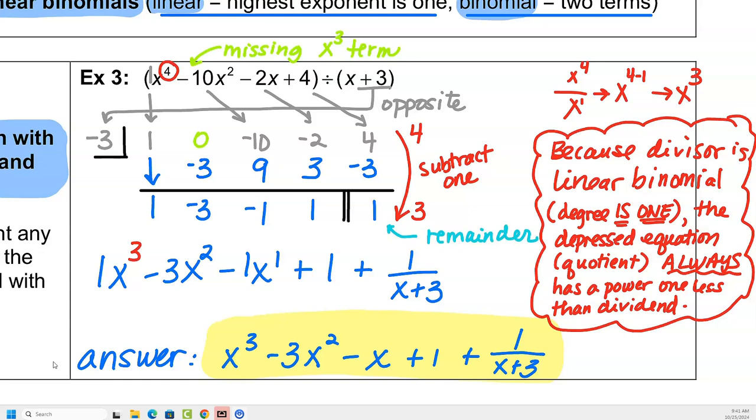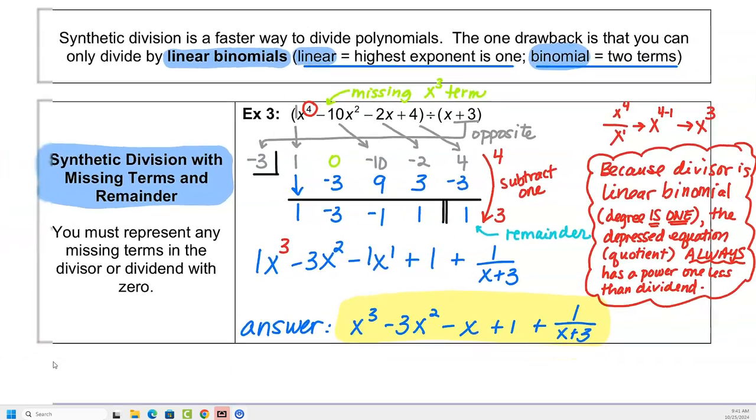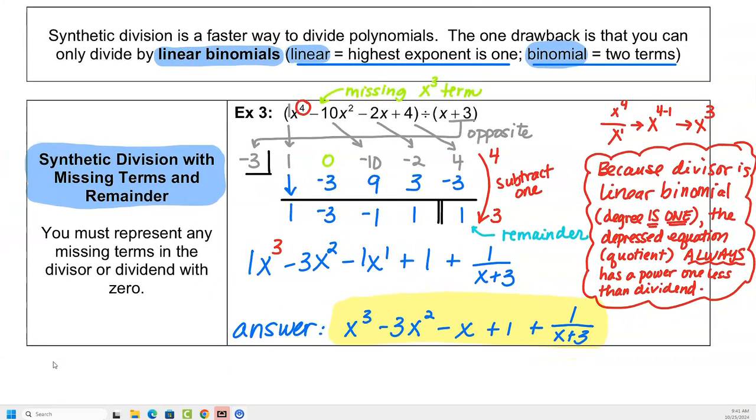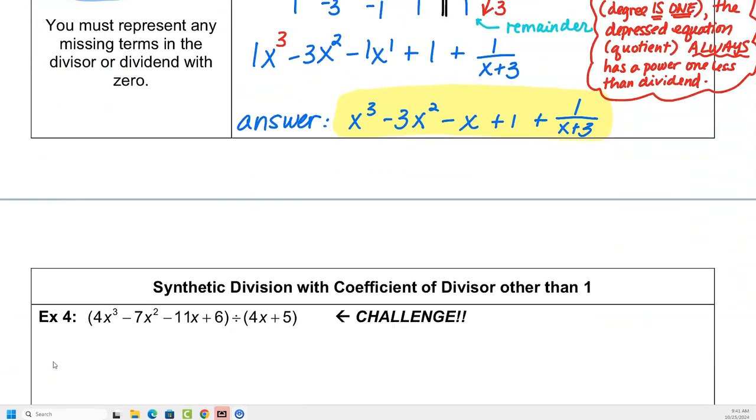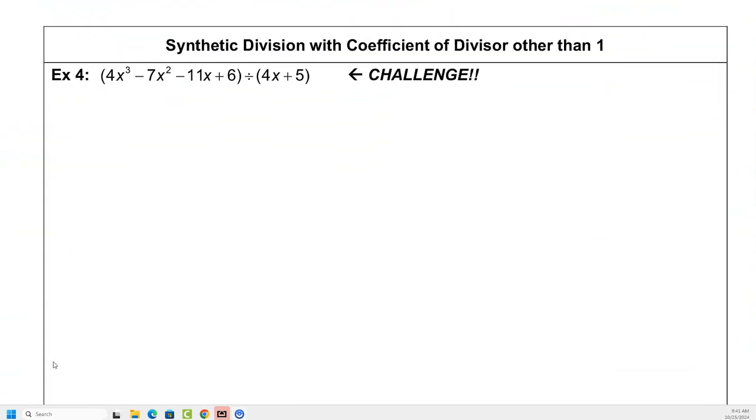Synthetic division with coefficient of divisor other than 1. This is when it's ugly, but I'll show you the ugly. It's not bad, but synthetic division. Are you convinced that when you have a linear binomial, it's a good way to go? Yeah? Okay. Synthetic division with coefficient of divisor other than 1.